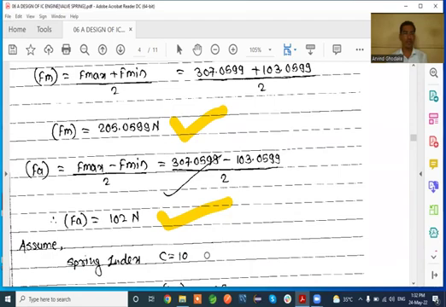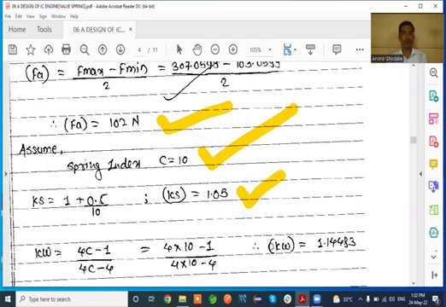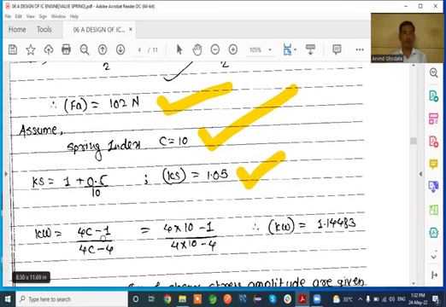Then assume spring index C is equal to 10. We have Ks is equal to 1 plus 0.5 by 10, and therefore Ks is equal to 1.05. Now Kw is equal to 4C minus 1 upon 4C minus 4. By using this formula, you'll get Kw is equal to 1.14483.